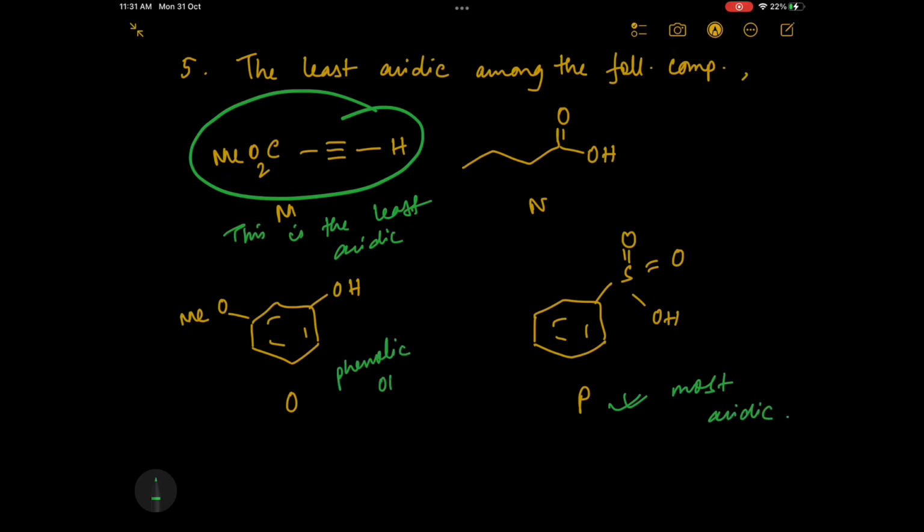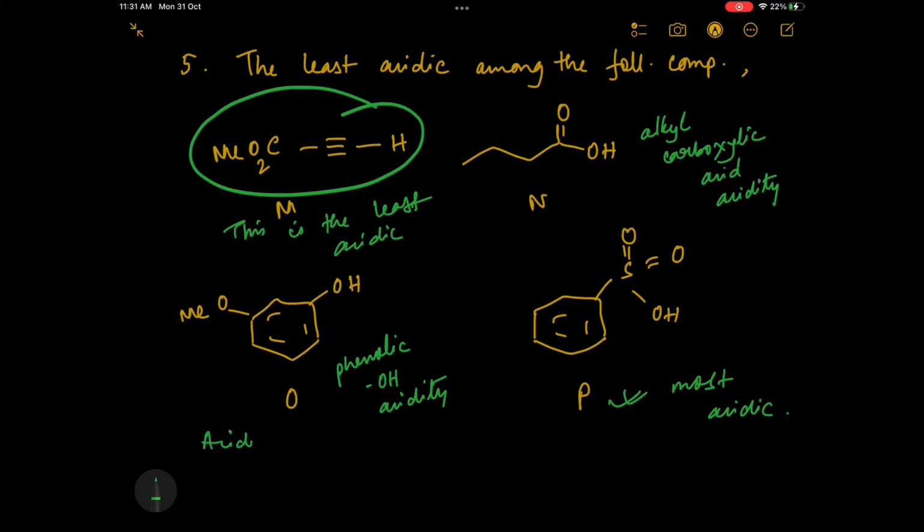most acidic. The phenolic OH then comes after the sulfonic acid in acidity, and the alkyl carboxylic acid OH comes after the phenolic OH. So generally this type of acidity question requires finding the pKa, but in this case the question was quite easy because they just needed the acidic order.